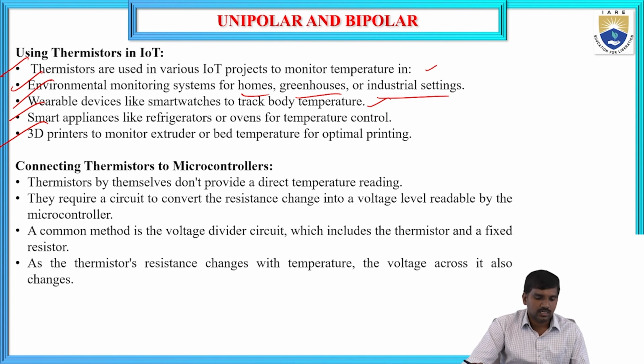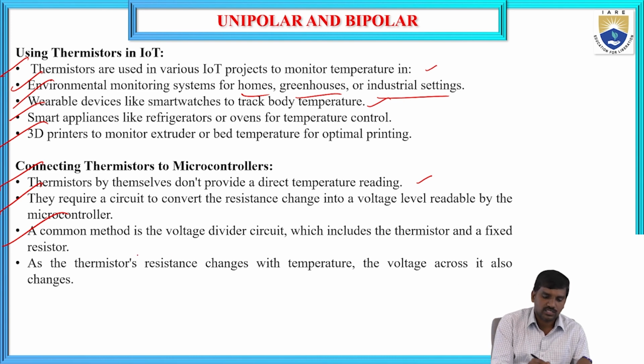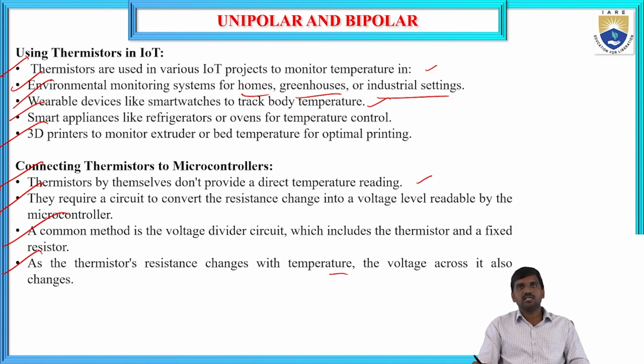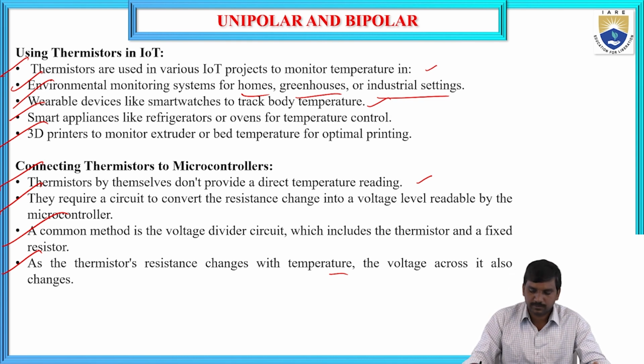This is the purpose. And connecting thermistors to microcontrollers. Thermistors by themselves don't provide a direct temperature reading. That is the first one. And they require a circuit to convert the resistance change into a voltage level readable by the microcontroller. So that is the second point. And the third point, the common method is the voltage divider circuit, which includes the thermistor and a fixed resistor. As the thermistor's resistance changes with the temperature, the voltage across it also changes. So these are some points on using thermistors in IoT and connecting thermistors to microcontrollers.